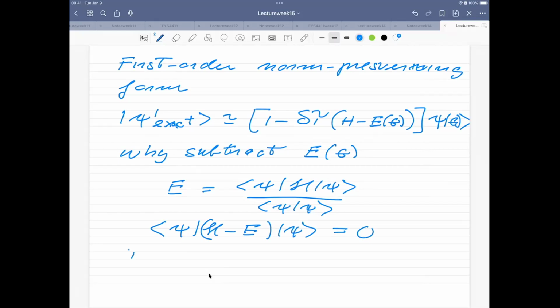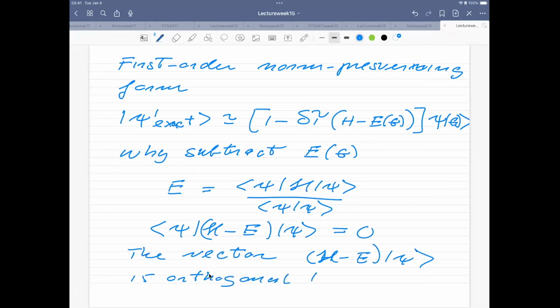That means that the vector which we have then of the Hamiltonian minus E multiplied with psi is orthogonal to psi, in the sense which is relevant for norm changes to first order. So that term which we had, this term here, actually moves the state in a direction which is tangent to a projective Hilbert space, removing trivial norm scaling or norm rescaling components.